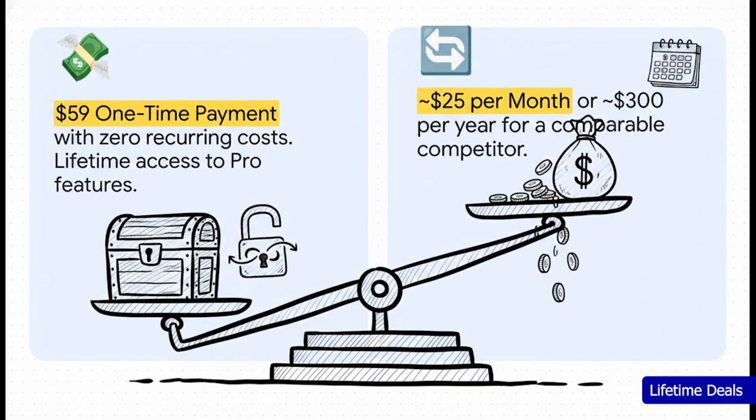Now, let's put that number in perspective for a second. A competitor like iSpring costs around $25 a month, which adds up to $300 a year. With this OpenELMS deal, you pay $59 once, and that's it. You're done. No more recurring costs. I mean, the deal literally pays for itself in less than 3 months.